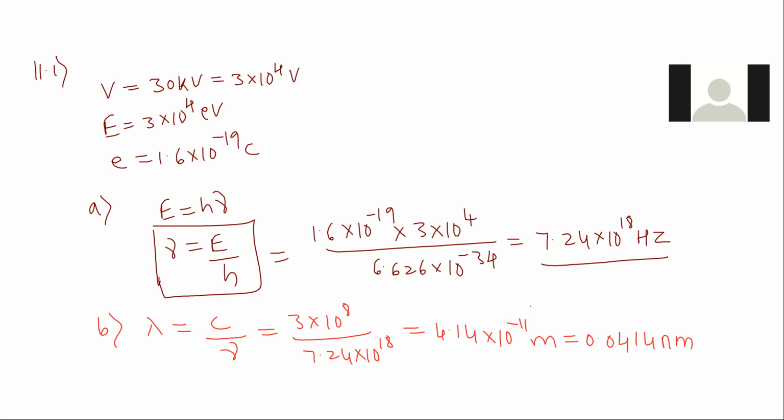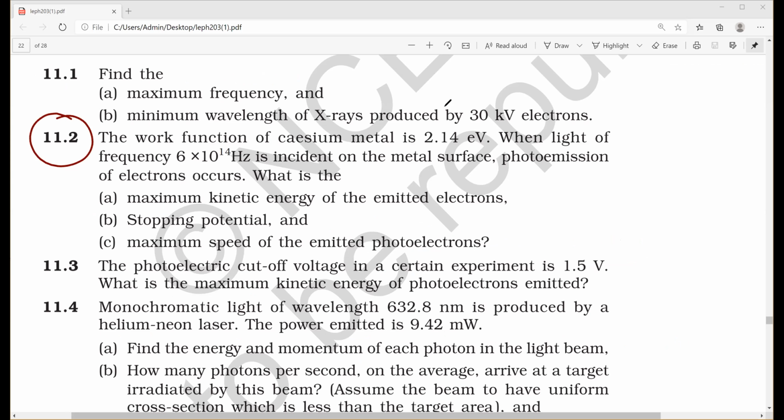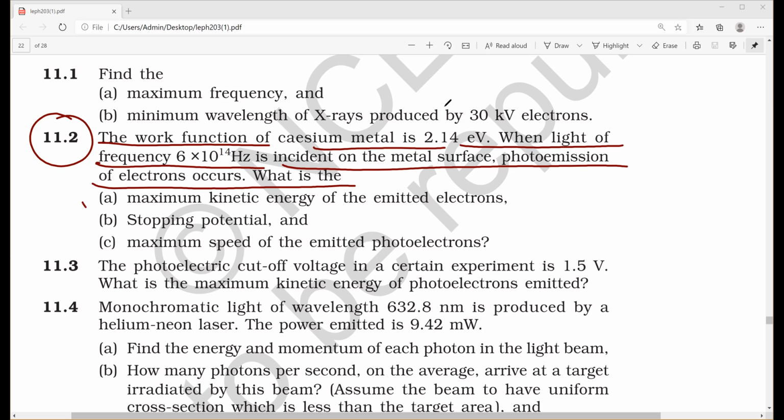So next we shall move to 11.2. See what they have asked in 11.2. The work function of cesium metal is 2.14 electron volt. When light of frequency 6 into 10 to the power of 14 hertz is incident on the metal surface, photoemission of electrons occurs. What is the maximum kinetic energy of the emitted electron? B asks stopping potential, and C asks maximum speed of the emitted electrons. They have asked these three, A, B, C.